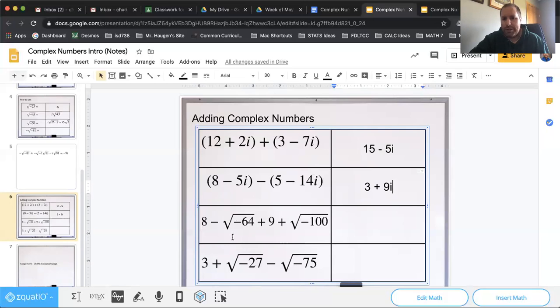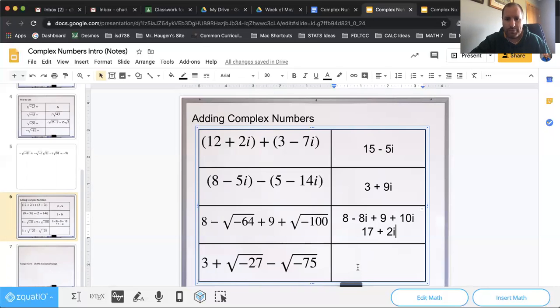Here, you might need to take a step in that part, right? So this first one would be 8 minus the square root of negative 64, which is 8i. So minus 8i here. And then we could put our plus 9 plus 10i, because that's the square root of 100 and it's negative. And so you take that one step first and then go through. 8 plus 9, okay, is 17. And the other i's together make 2i.